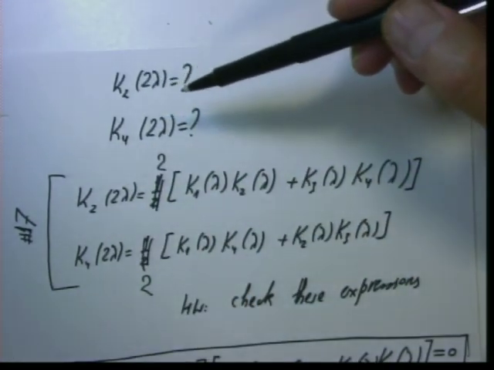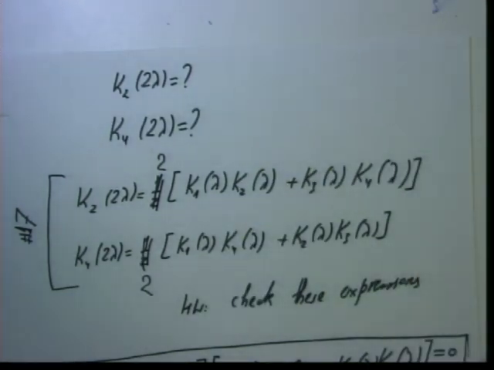Can you come and show me there? K1 or K4? Oh, K4. Do you remember we need K4? That is 4. Sorry. K4 of 2 lambda.